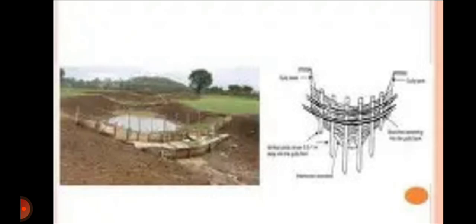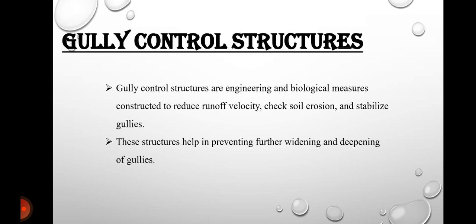So once again, in the sense, gully control structures are engineering and biological measures constructed to reduce the runoff velocity, check soil erosion and stabilize the gullies. These structures help in preventing the further widening and the deepening of the gullies. The gully control structures are engineering structures constructed across or along the gullies to reduce the speed of flowing water, control soil erosion, and stabilize the gullies. They also help to retain the sediment and improve the infiltration. I hope you all understand about the gully control structures.